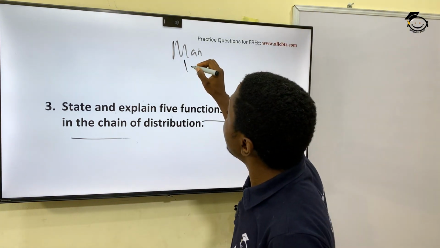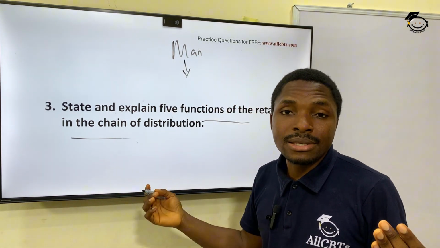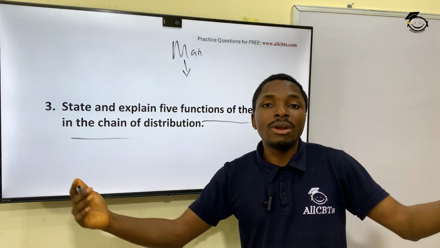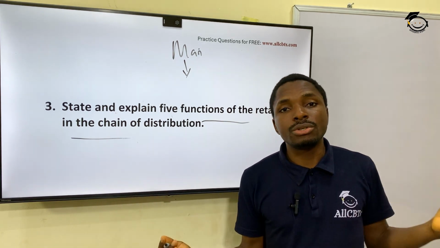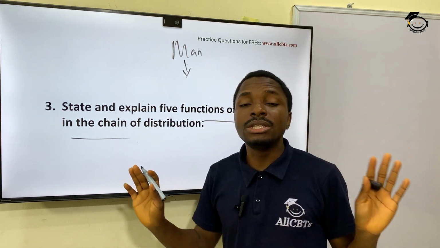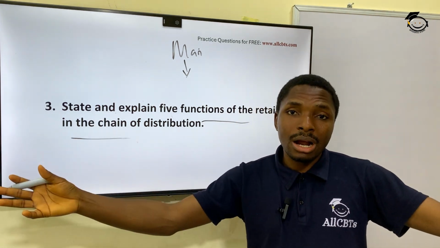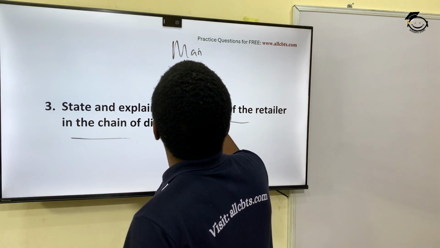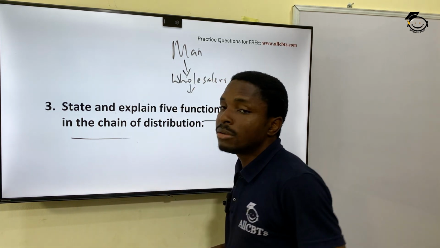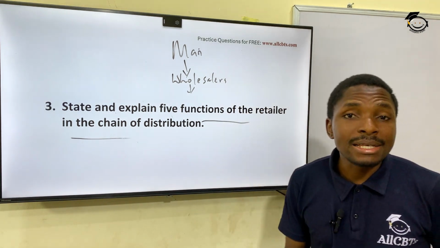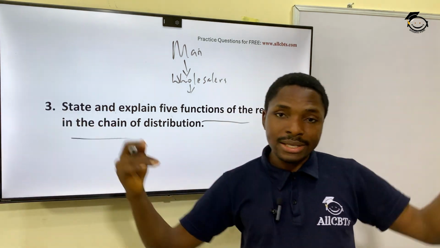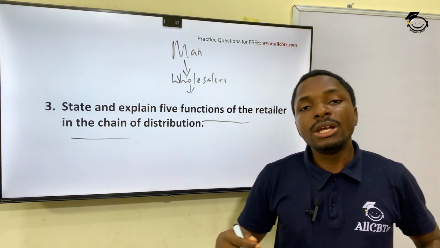And then after manufacturers, you have what? You have the wholesalers. The wholesalers are the bulk. They're like the ones who collect, or who are like the sole distributors of the manufacturers. So they sell the products of the manufacturers in bulk, in very large bulk. So you have wholesalers, right? Then you have the retailers. So the retailers now get the products from the wholesalers.